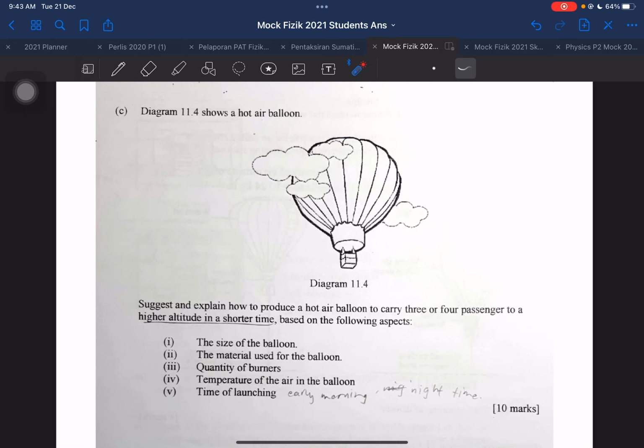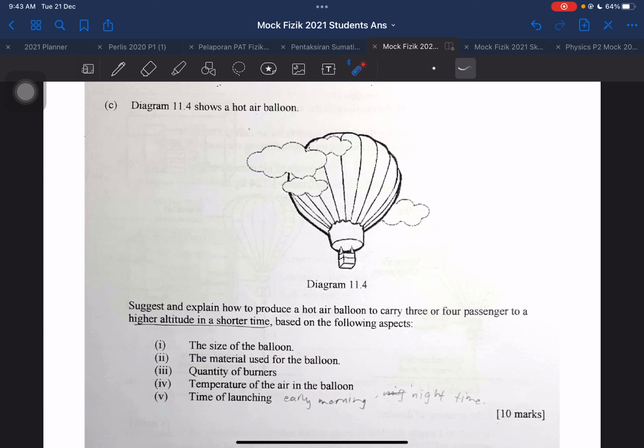Okay, last part, 10 marks. Still talking about the hot air balloon, but now you need to suggest and explain how to produce a hot air balloon that can carry 3 or 4 passengers to higher altitude in shorter time. You are lucky because the question gives you the aspects. So we have size of the balloon, material used for the balloon, quantity of the burners, temperature of the air in the balloon, and then time of launching.